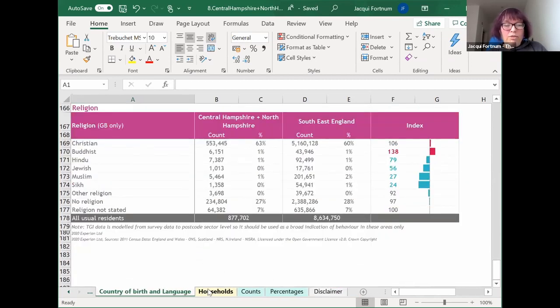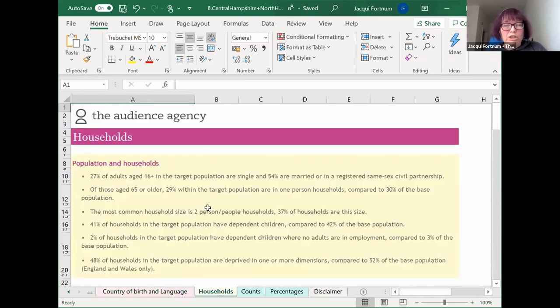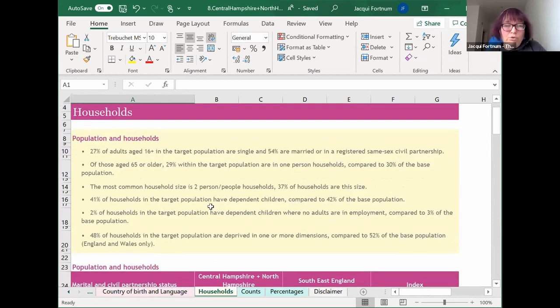And the household tab, I think, is one which is particularly relevant for museums and heritage sites, because many museums have quite a significant family offer, and a number of you mentioned that interest in local families, for example, in those burning questions that you have. So this tab gives you a lot of information about the household makeup of the people in the catchment area.